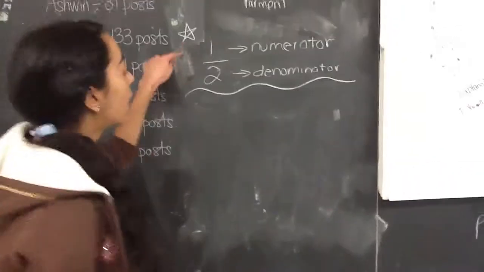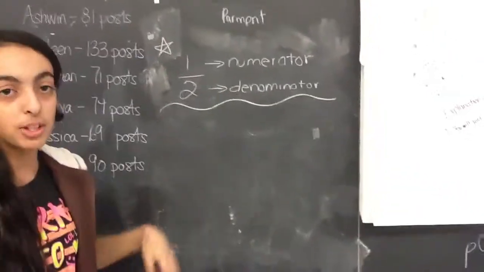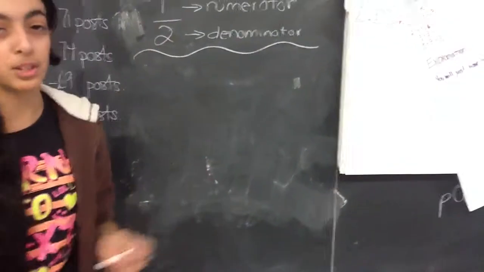So once again, 1/2: the top number is the numerator, and the bottom number is the denominator. The numerator represents how much is showing, and the denominator represents the total.